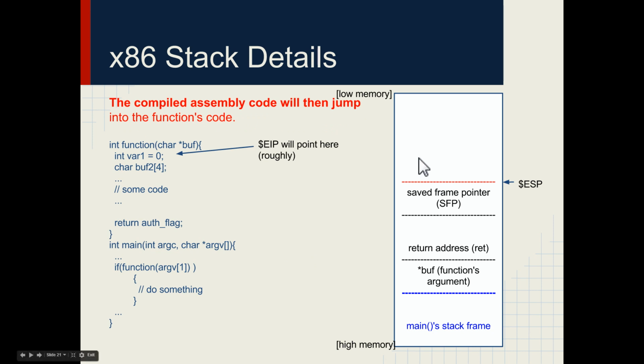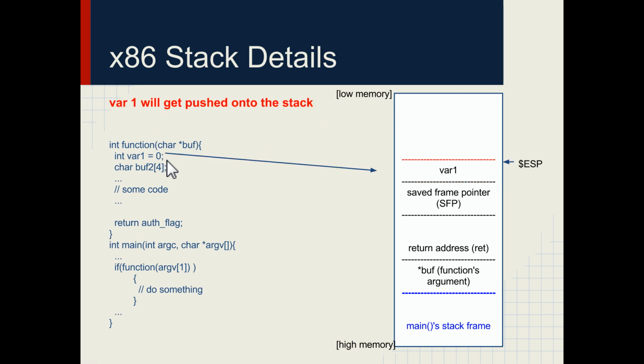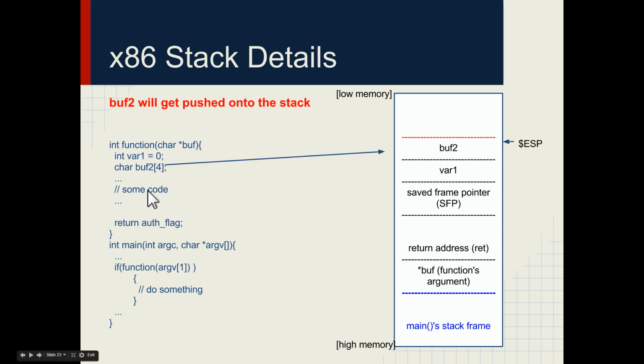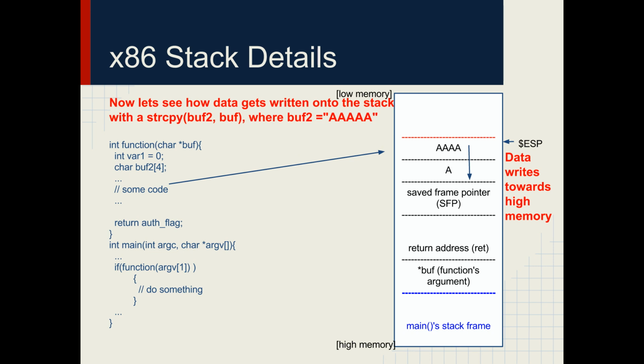When we jump into the function, EIP will roughly point to this line of source code. So var1 is going to get put on the stack and it's going to be set to 0. And then for this 4-character buffer, it's going to allocate it here on the stack. And say we have some code.